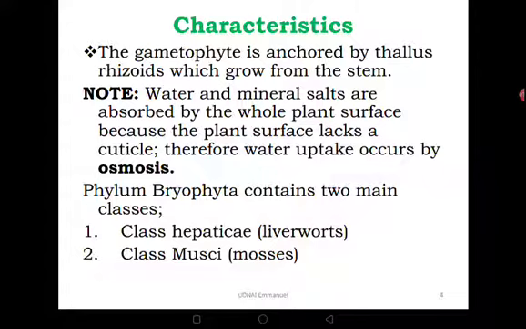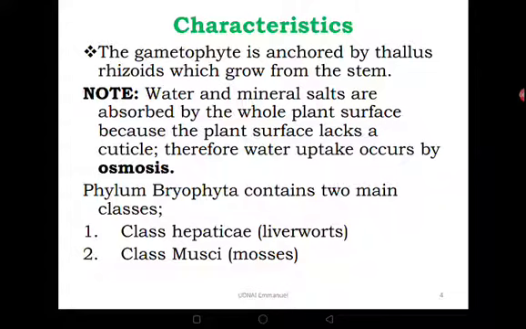Water and mineral salts are absorbed by the whole plant surface because the plant surface lacks the cuticle. Therefore, water uptake may occur by osmosis. Remember, in higher plants, they have the cuticle, and that cuticle repels water. It prevents water absorption. But in these plants, the cuticle is not there. The body surface is permeable to water, so when it rains, they can easily absorb water from anywhere in the plant.